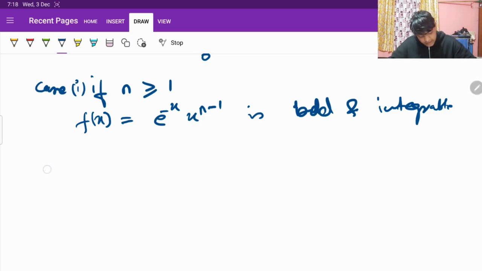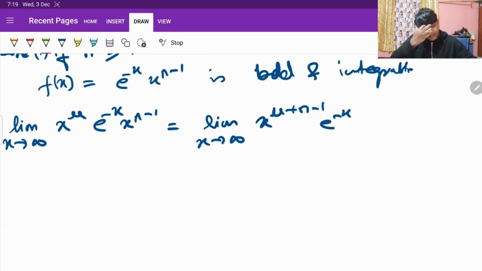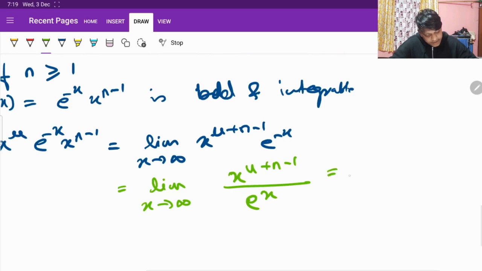Let me check the value when x tends to infinity of x to the power mu times e to the power minus x, x to the power n minus 1. This is the limit as x tends to infinity of x to the power mu plus n minus 1 times e to the power minus x. Now I can take this e to the power minus x in the denominator, and we know the expansion of e to the power x. Let me write it.